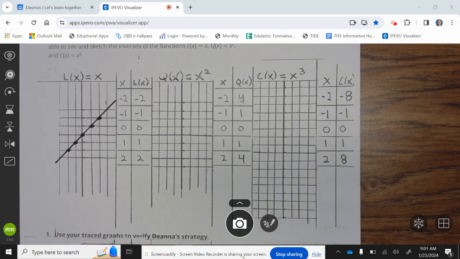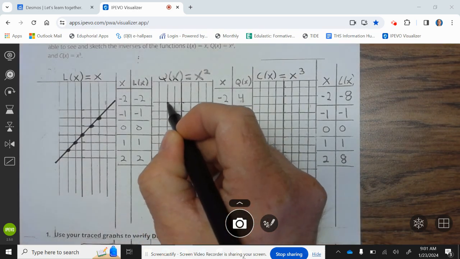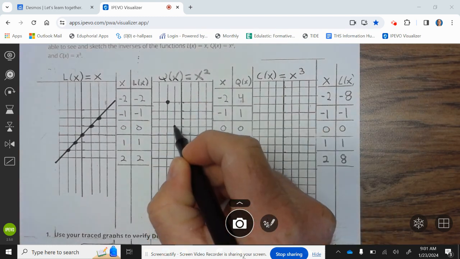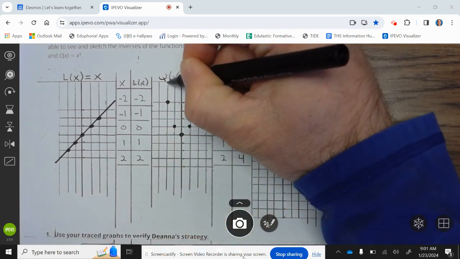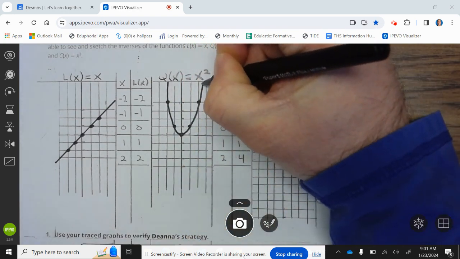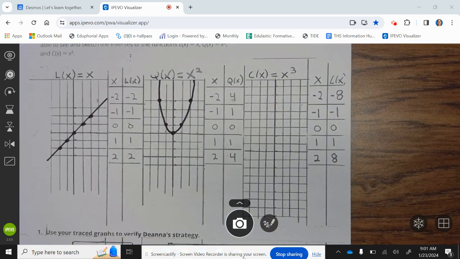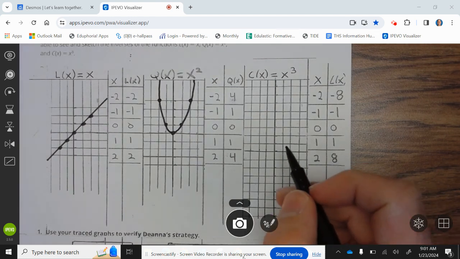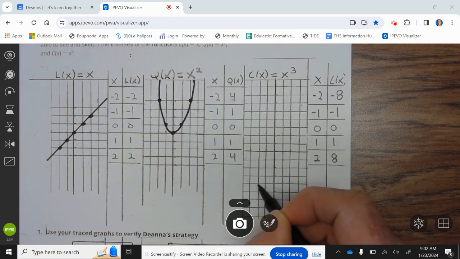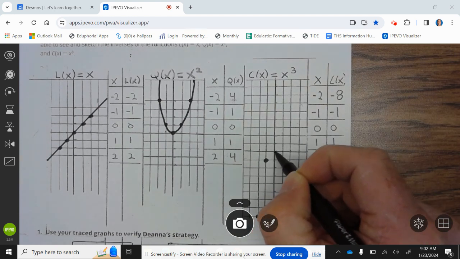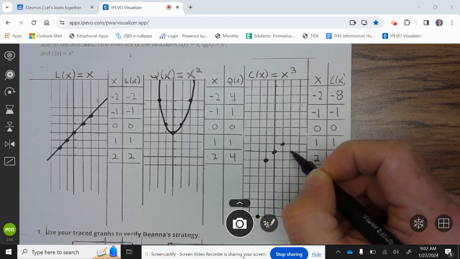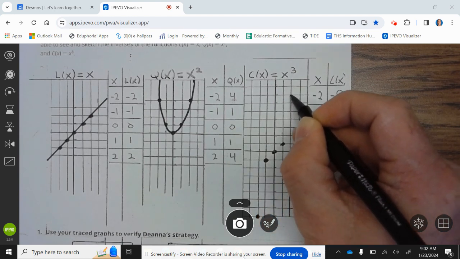Now let's take a look at Q of x equals x squared. So -2, 4, -1, 1, 0, 0, 1, 1, 2, 4. Okay, and let's look at C of x equals x cubed. So -2, -8, -1, -1, 0, 0, 1, 1, 2, 8.